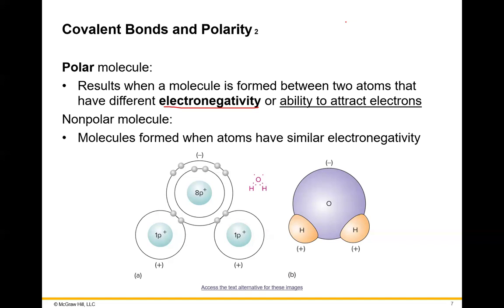But because I'm hogging them so much, and they're not spending as much time as they could with the sisters, the H's, what charge does that give the H's? Positive, right? Because they're not seeing the Barbies as much. They're not having the electrons around as much as they should. So they get that positive polarity as a result of that, okay? So that's important to understand because what's the solvent of life? Water. There's a reason for that. It's that polarity, okay? So we're going to talk about that quite a lot. That's really important to get.